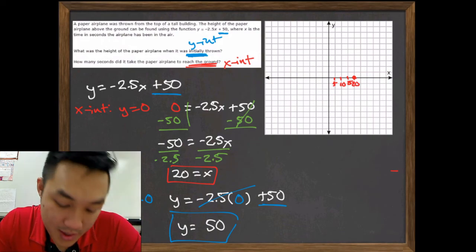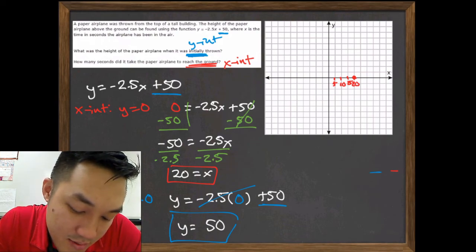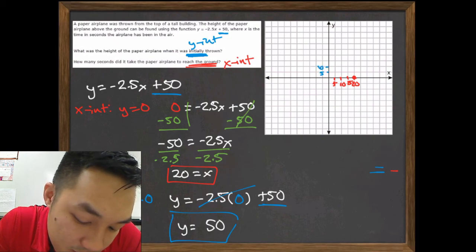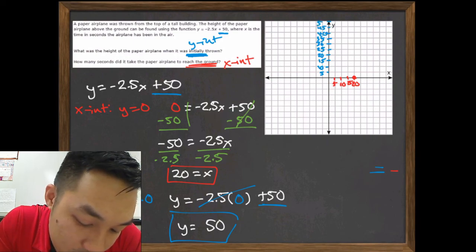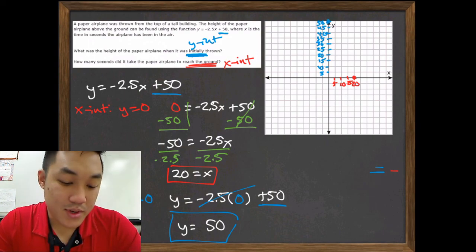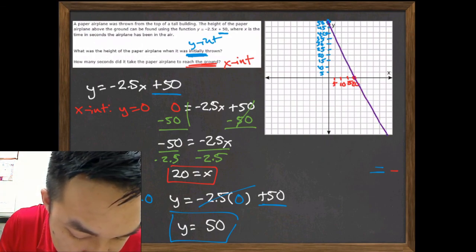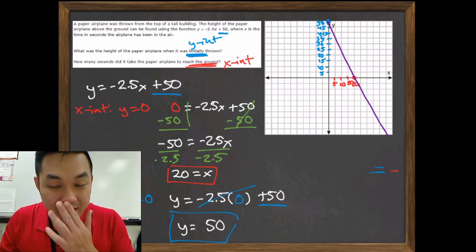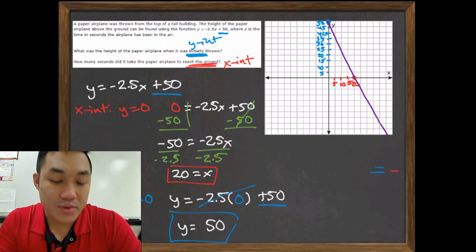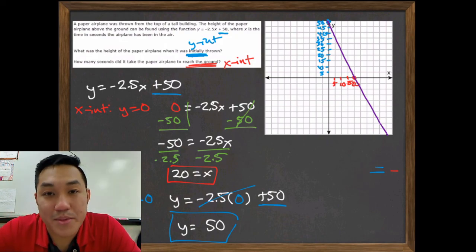And then let's graph our y-intercept of 50. Counting by 5, 10, 15, 20, 25, 30, 35, 40, 45. The very top is 50. Okay, I have my 2 points. I can draw a line that crosses those 2 points, and you've got the graph and the x and y intercepts of this real situation of a paper airplane being thrown from a building.